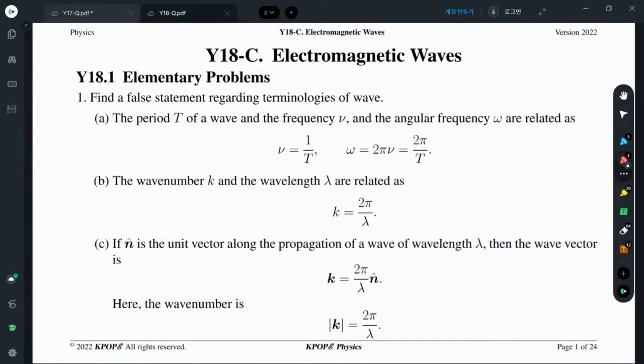Y18 electromagnetic waves. First, let us review elementary terminologies of wave.